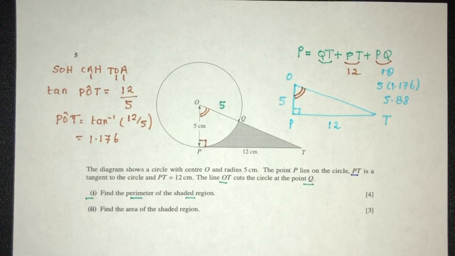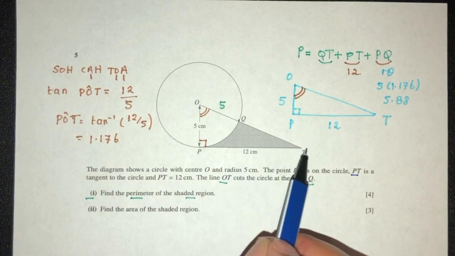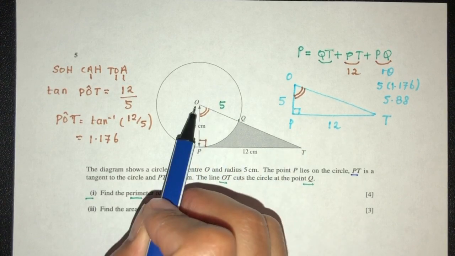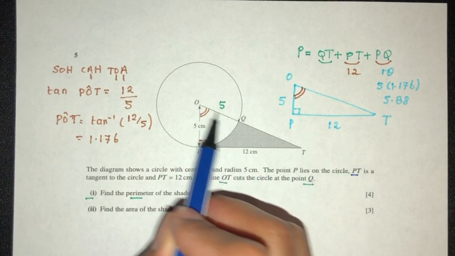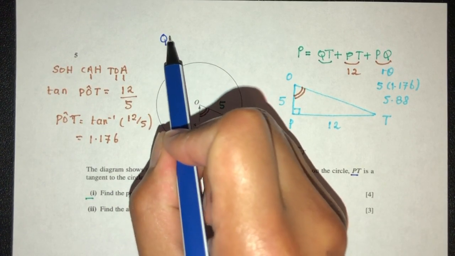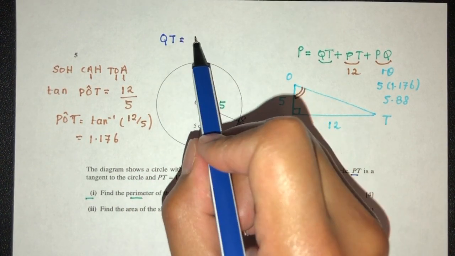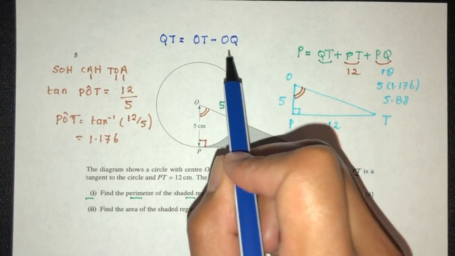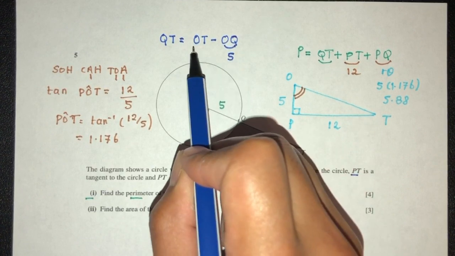Now what is the value of QT? QT is this part. To find QT, we must first find OT and then minus OQ to get QT, obviously. OQ is a value of 5. Now we have to find OT.